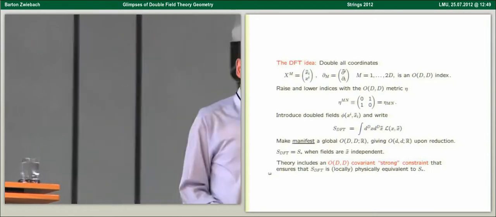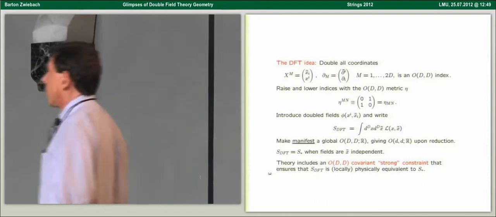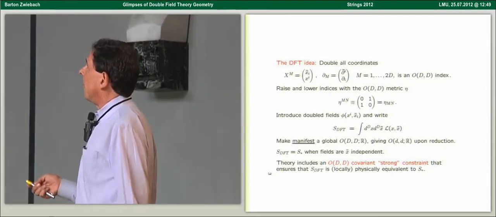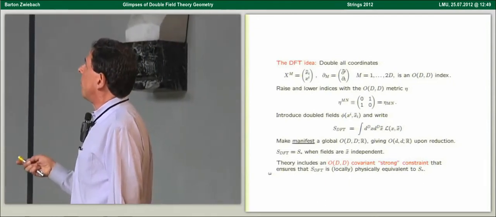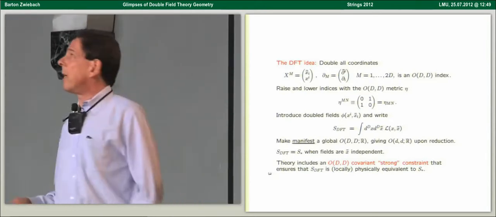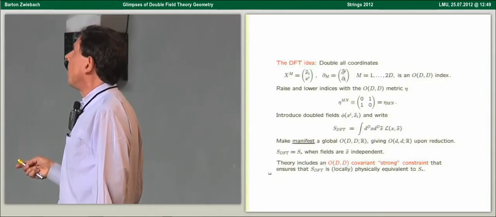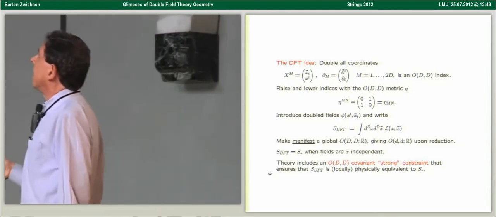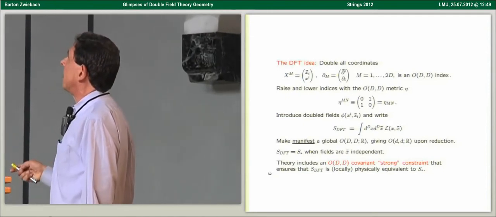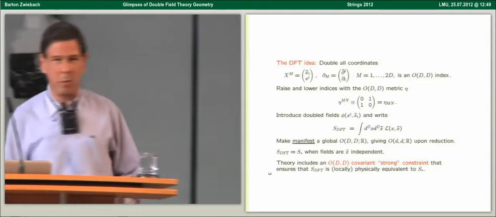Now, there's an important point here, this issue of the strong constraint, that I don't want to belabor too much, but the theory includes a strong constraint. It's an O(D,D) covariant constraint. So it doesn't break the O(D,D) symmetry, but it actually tells you, if you impose this strong constraint, that this double field theory action is at least locally, physically equivalent to the action we started with.